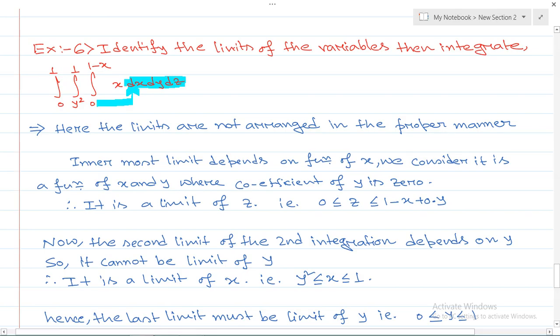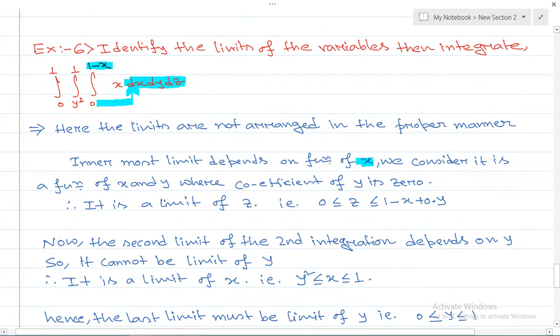Okay, so how to understand? The general structure that I have told you: if in any limit you can see x and y both are coming, then it should be a function of z only. So we are considering the innermost limit depends on a function of x, so we can think that here y is also present, but the coefficient of y is 0. So we can imagine that 1 minus x is a limit of z with the coefficient of y being 0. So the innermost integration has to be done with respect to z only.